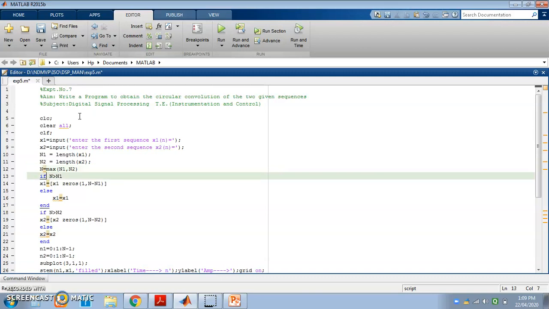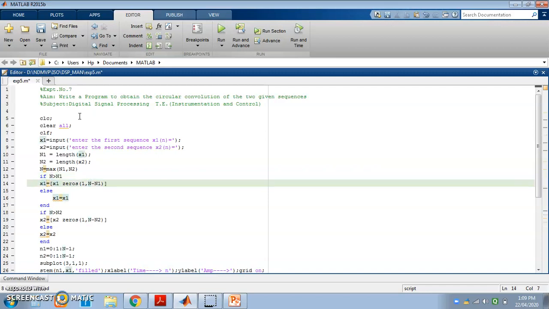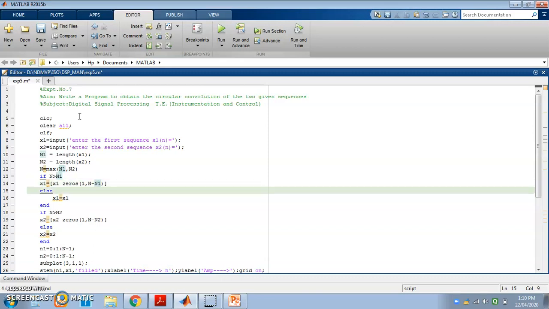If capital N is greater than n1, that is, the number of samples in the circular convolution is more than the number of samples in the original sequence we have entered, then we need to pad zeros. That zero padding is done with a simple command: x1 is equal to the original sequence x1 of n followed by a number of zeros, ranging from 1 to capital N minus n1. In this case, capital N is 4 and n1 is 3.